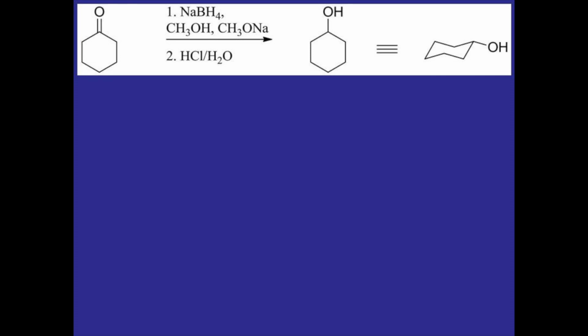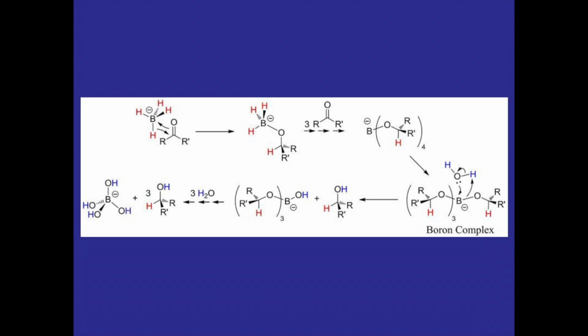Here's the reaction that we'll be doing. We'll be taking cyclohexanone and reducing it using sodium borohydride to form cyclohexanol, which we can also show in the chair conformer, which will be more important when we talk about topicity and NMR. Here's a quick look at the mechanism.